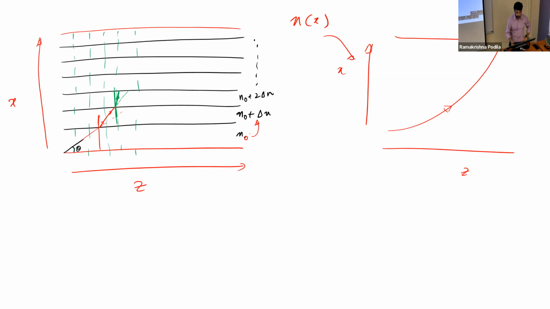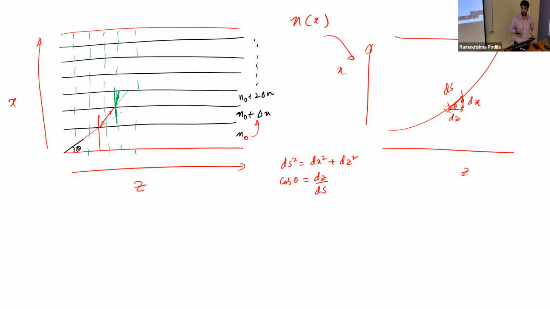And this is what we use to derive the equation, right? For example, if you take a small segment here, the small segment is what we call ds. Then we have dz here and dx here, and this angle is theta, right? We saw that ds squared is equal to dx squared plus dz squared. And we also saw that cosine theta is equal to dz by ds.